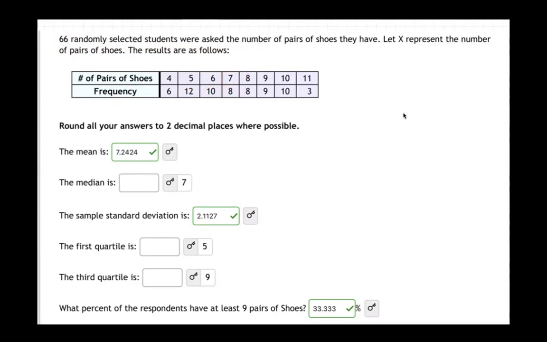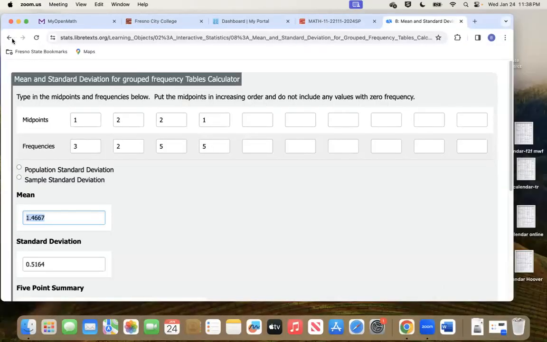So now let's answer a whole bunch of questions about it. They want the mean, median, sample standard deviation, first quartile, third quartile. All of those are going to come from the frequency calculator, number 3. So I'm going to go to the frequency calculator right now.